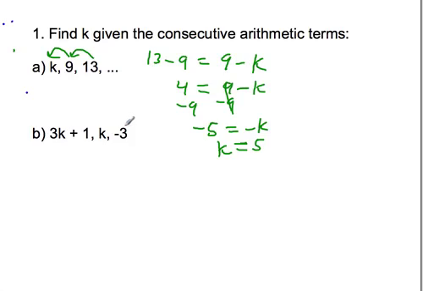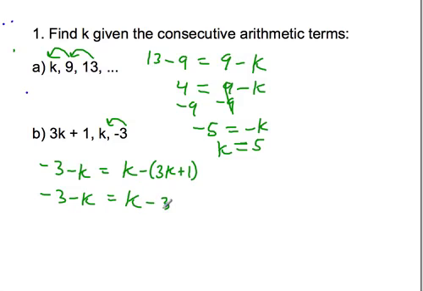The second example, we can approach it the same way. We can say negative 3 minus k equals k minus (3k plus 1). And then simplifying, we get k minus 3k minus 1. And we're going to simplify a bit more. We got k minus 3k is negative 2k. And now to solve this, you want to add 2k to both sides. We add the 2k to both sides of the equation.